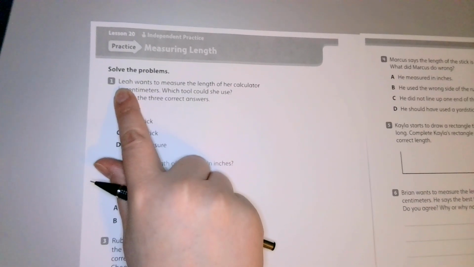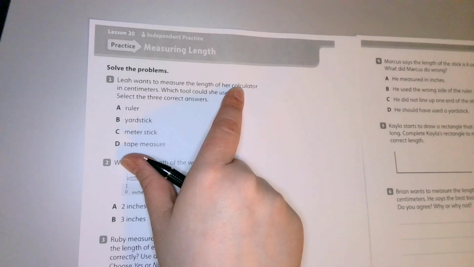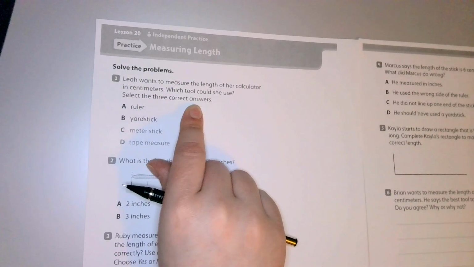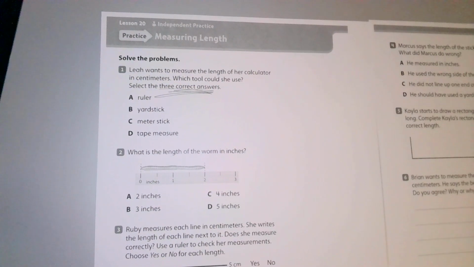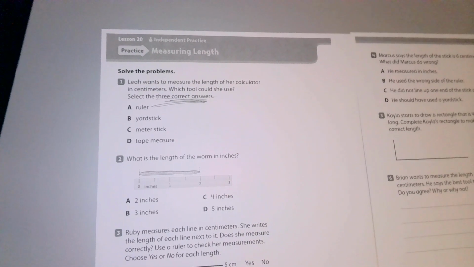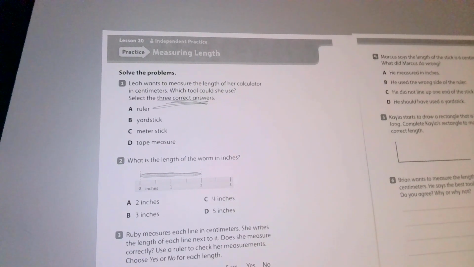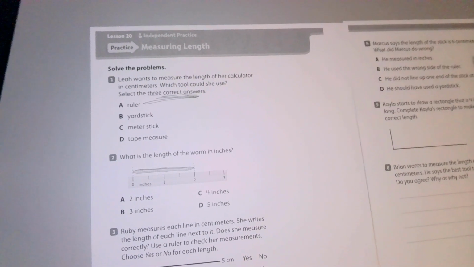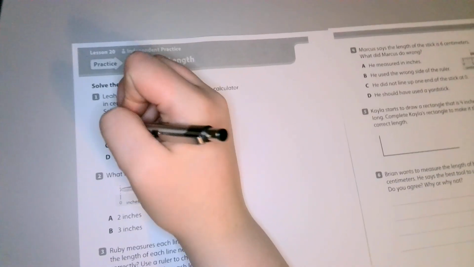So, solve the problems. Leah wants to measure the length of her calculator in centimeters. Which tool could she use? Select the 3 correct answers. That means there's 3 answers that could be correct. Your options are A, ruler, B, yardstick, C, meter stick, or D, measuring tape. Which ones could she use to measure a calculator? Which 3? It should be A, a ruler, C, a meter stick, and D, a measuring tape.